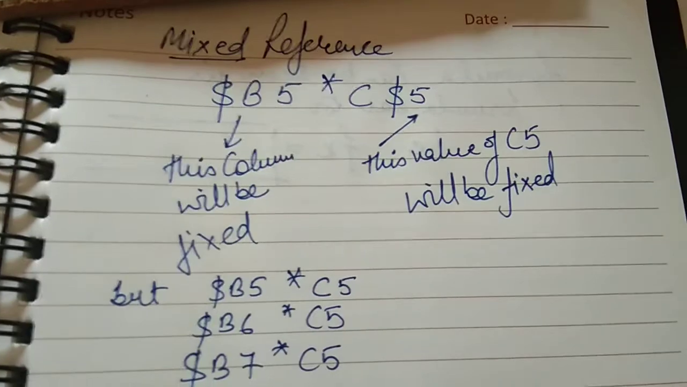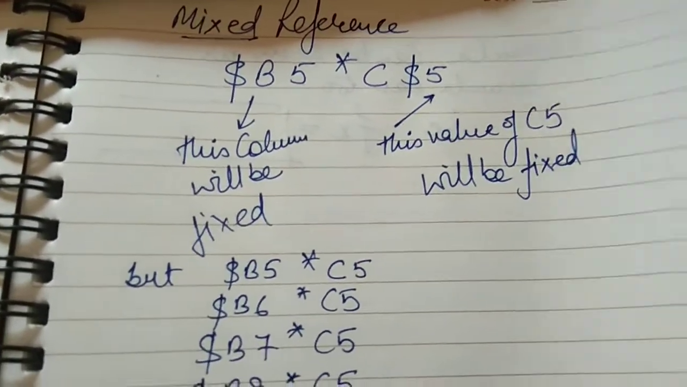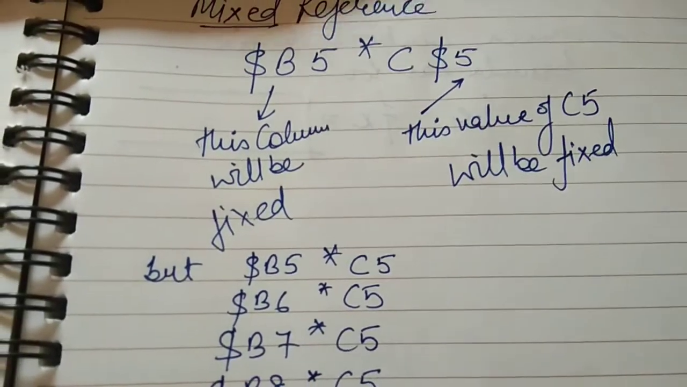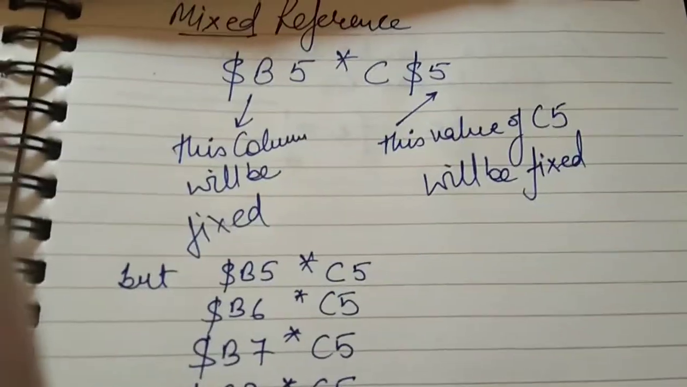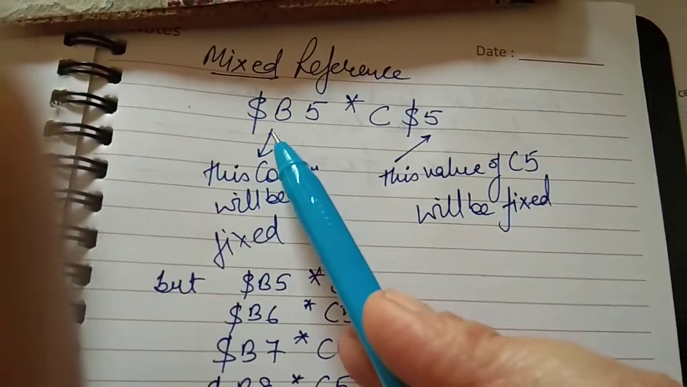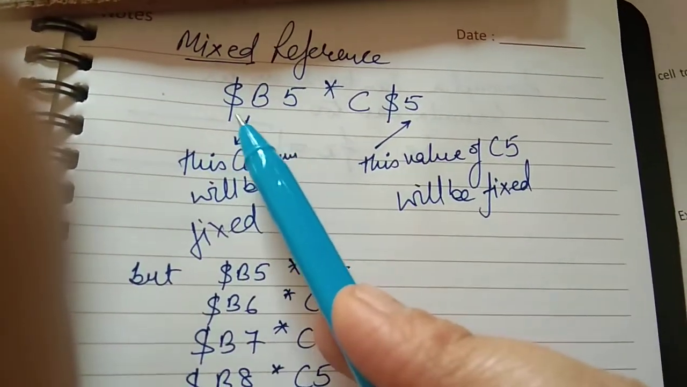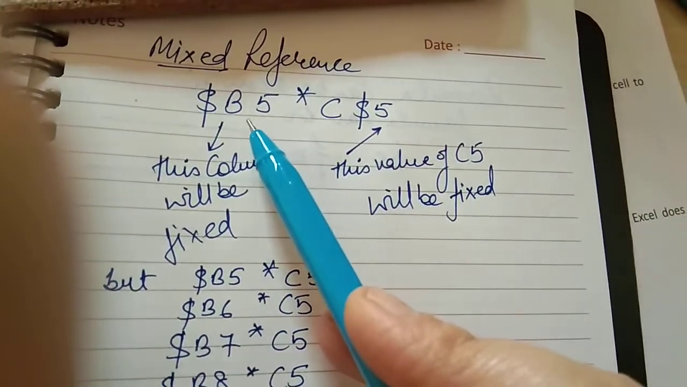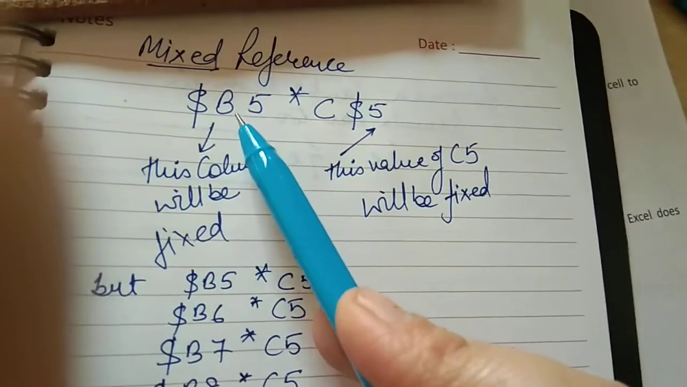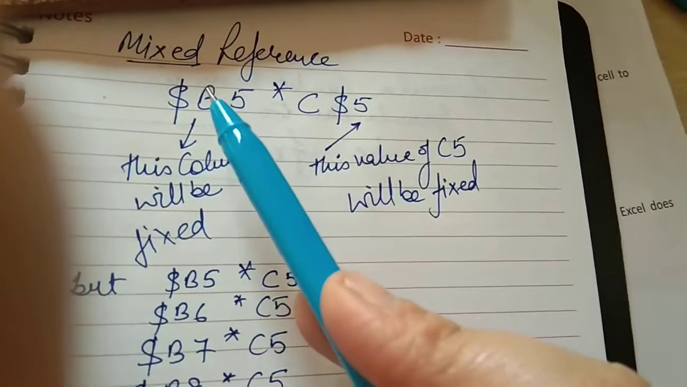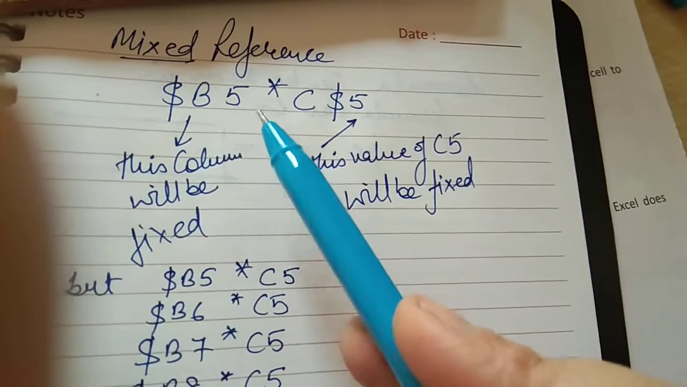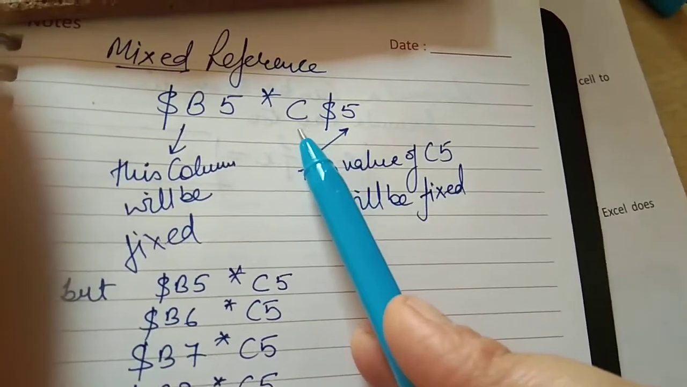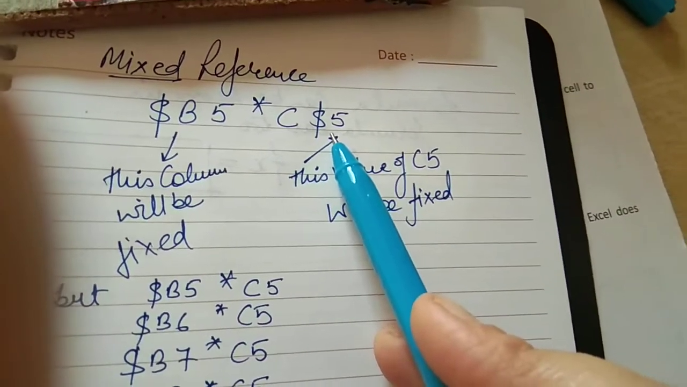Last is mixed reference. Mixed reference means if you want to fix a column but you want to change the values while dragging it down. So in front of this column name we will put the dollar sign, but we will not put the dollar sign in front of this value. So this will be fixing the column only. This column is fixed now, into $C5. That means column C, 5th row is fixed now.